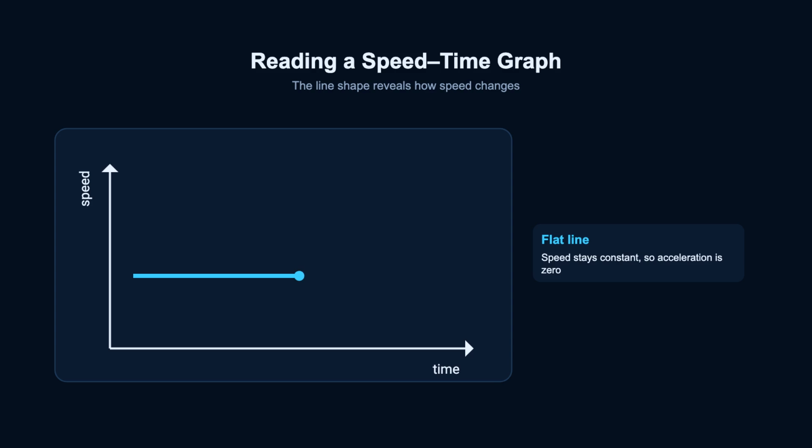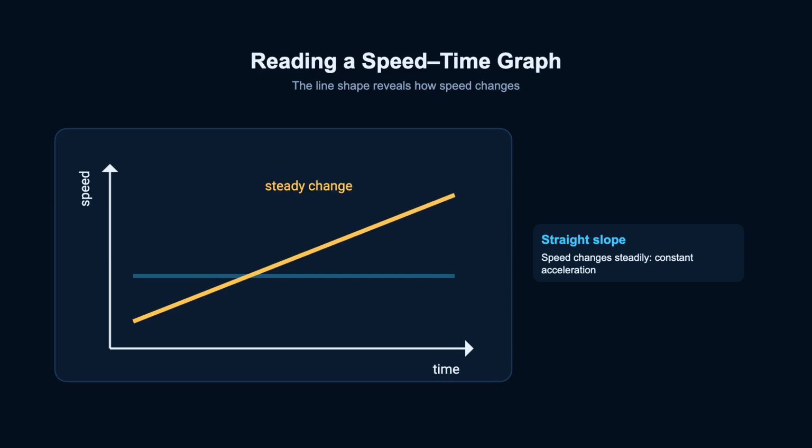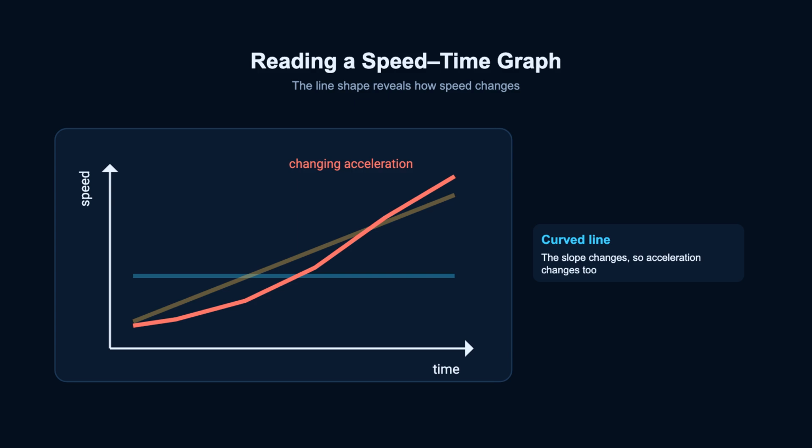A flat line here means the speed itself isn't changing, so the object moves at constant speed. A straight sloped line means the speed is changing steadily, which is constant acceleration. And a curved line means the acceleration is itself changing from moment to moment.